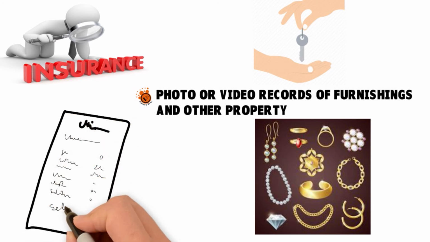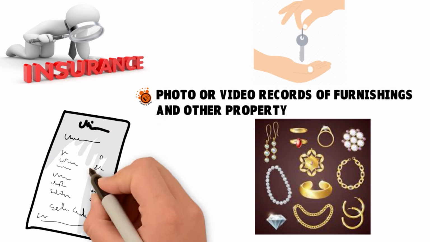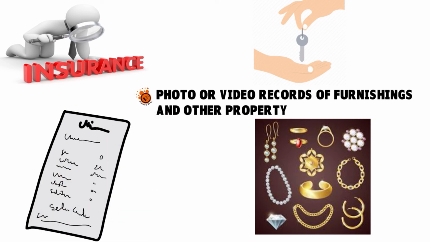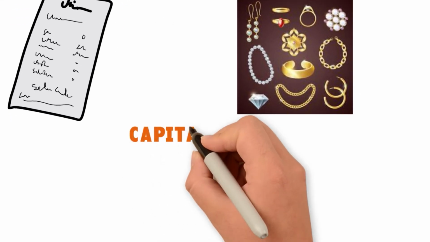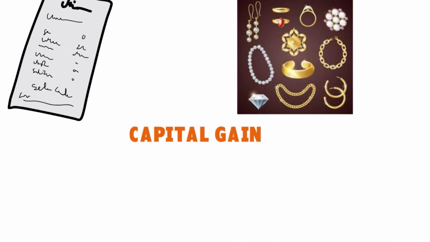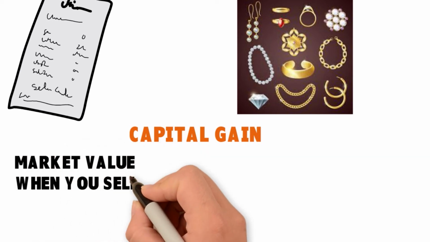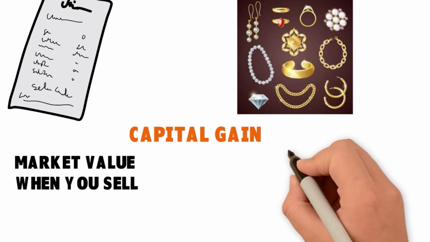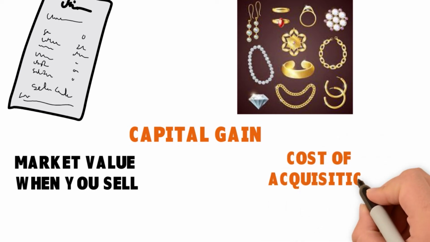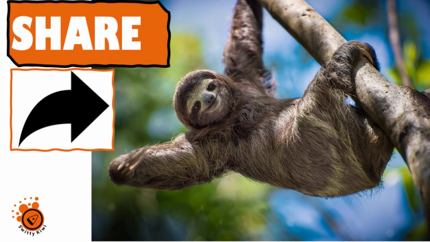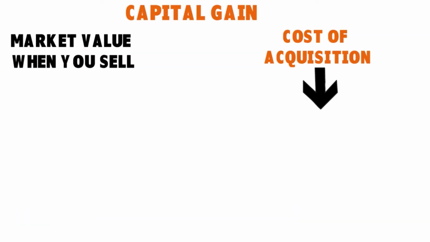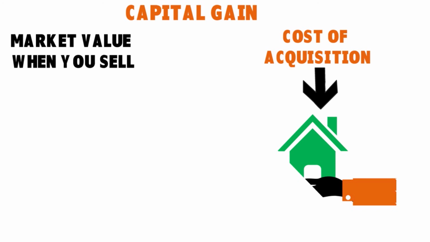Receipts for home improvements. Remember, those are important if you want to reduce your capital gain when you sell the house. What is capital gain? Capital gain is simply the difference between the market value of the house when you sell it and the cost of acquisition. And the cost of acquisition means that you are taking the price you paid for the house plus any renovation and improvements you have done throughout your residence at the house. So you want to keep those receipts for home improvements with you at all times.